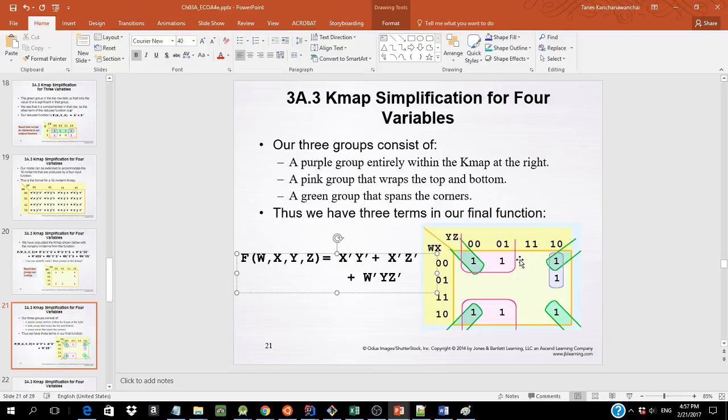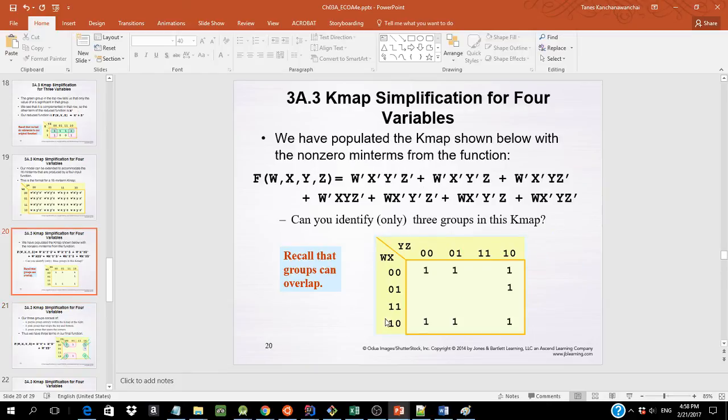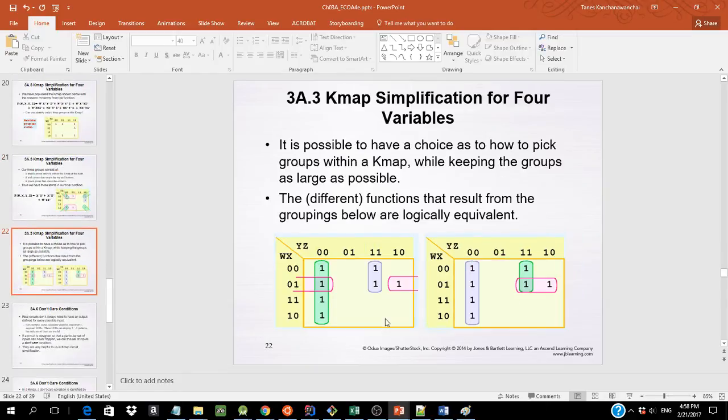This one is W bar, right? And Y and Z bar. Okay? Question?